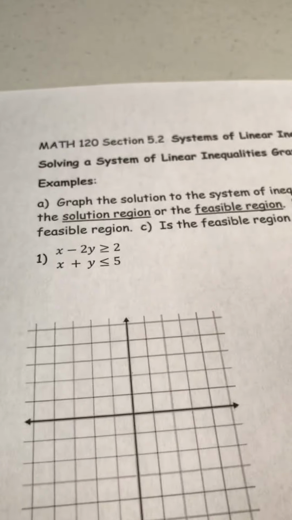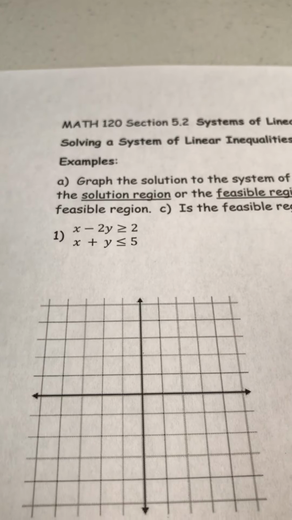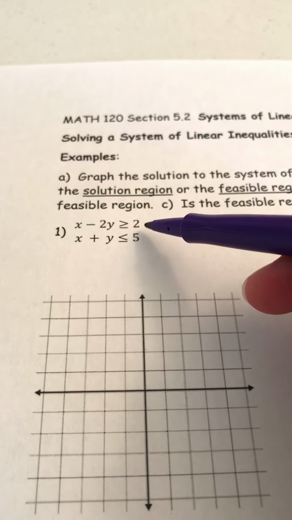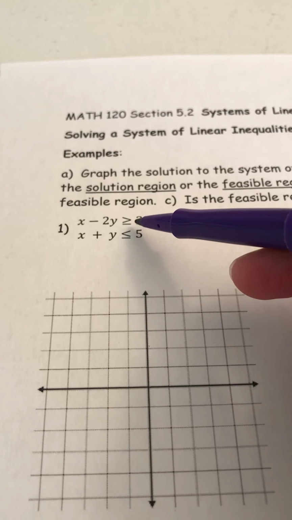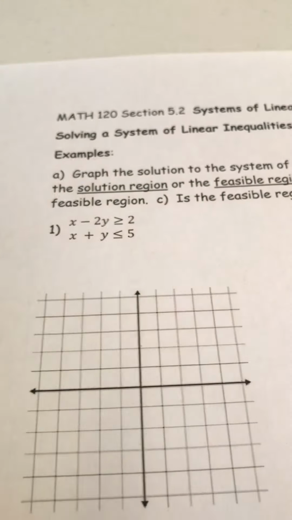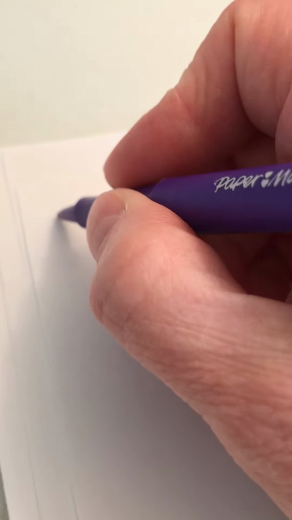Here we go. Number 1. x minus 2y is greater than or equal to 2. So we're going to graph that one first, and then we'll graph this one on top of it, and then we'll discuss what the meaning is. I'm looking over here on paper, and I recommend two different color pens. So I have a purple and a red. So my purple inequality, I'll graph the first one.